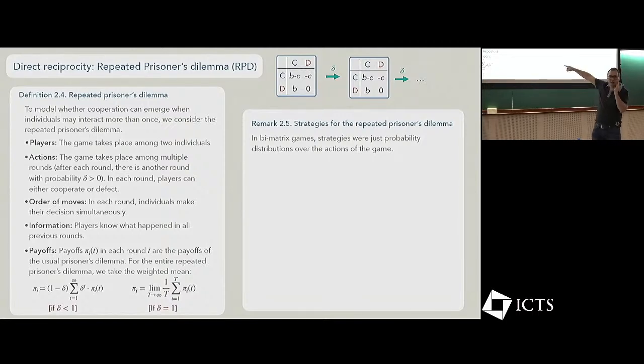Now here in the repeated business dilemma, strategies are more complicated because my strategy is a rule that needs to tell me what I do in every possible round. And importantly, what I do in round 10 might depend on everything that happened before. So now strategies can be very complicated. So now to make this a little bit more formal, let's write down some variables.